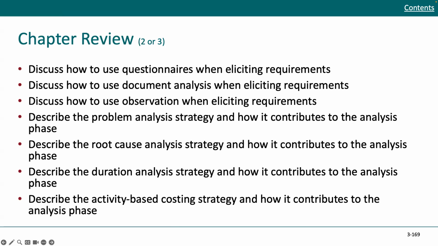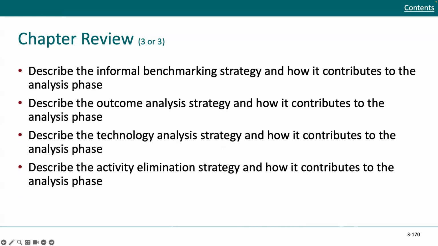We described the problem analysis strategy and how it contributes to the analysis phase. We described the root cause analysis strategy and how it contributes to the analysis phase. We described the duration analysis strategy and how it helped with this analysis phase. And we described the activity-based cost strategy and how it contributed to the analysis phase. Plus, we have several other things that contributed towards the analysis phase: the informal benchmarking strategy, the outcome analysis strategy, the technology analysis strategy, and the activity elimination strategy. So there's a lot of things that we got a chance to get a good introduction to in this chapter.